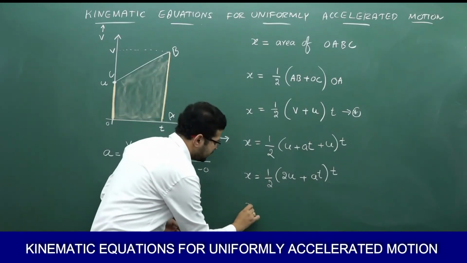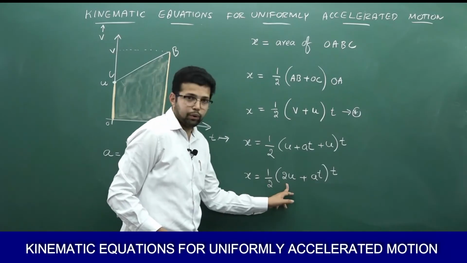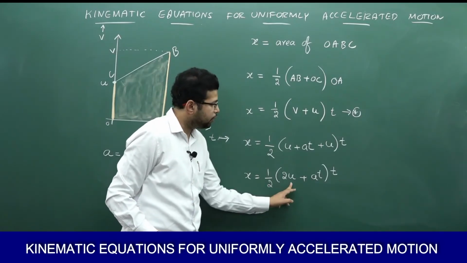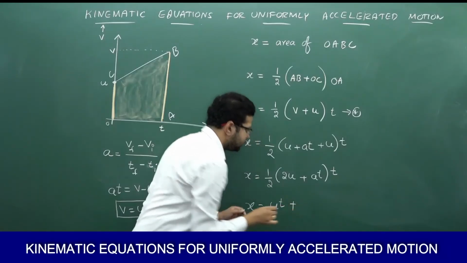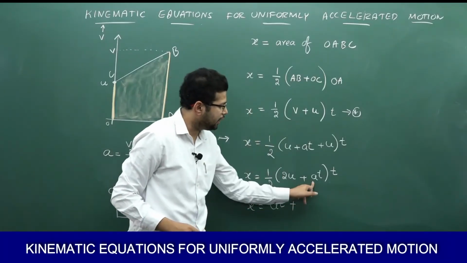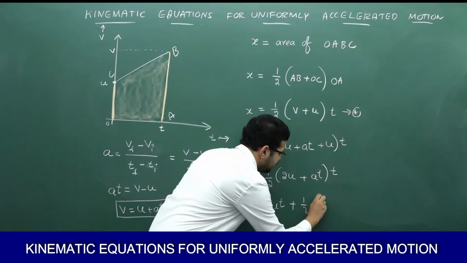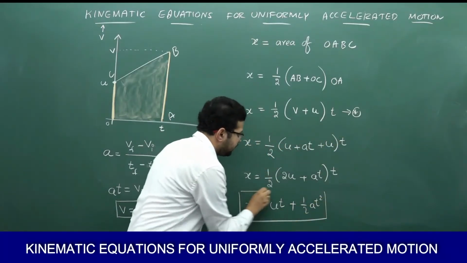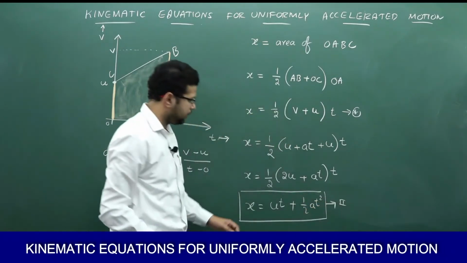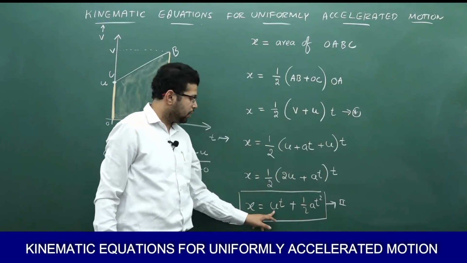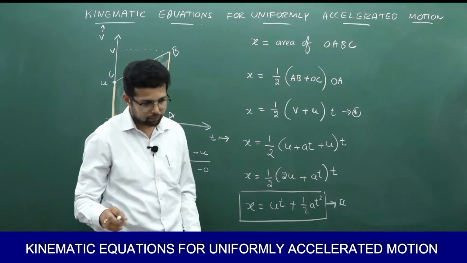One more step, x is equal to half into 2U, the 2 gets cancelled, U into T, UT plus half AT into T, half AT square. This is the second equation of motion, x is equal to ut plus half at square, where x means distance travelled, u is initial velocity, t is time, a is acceleration.